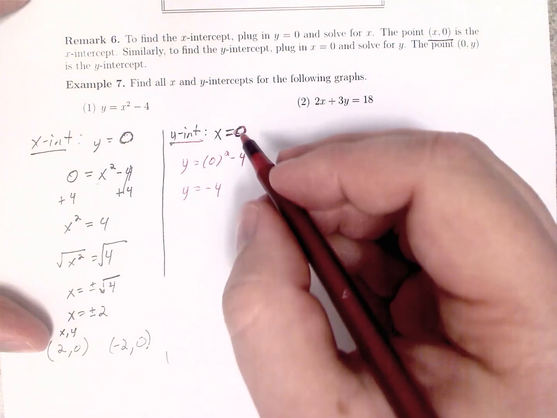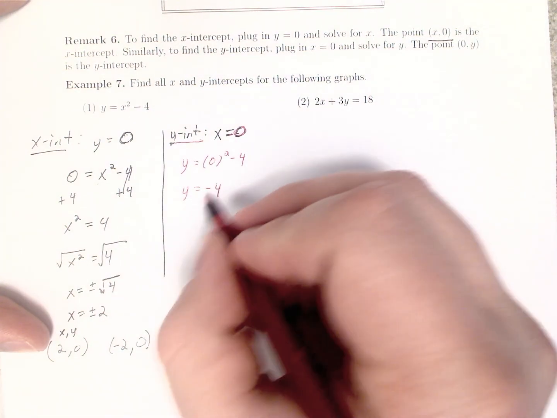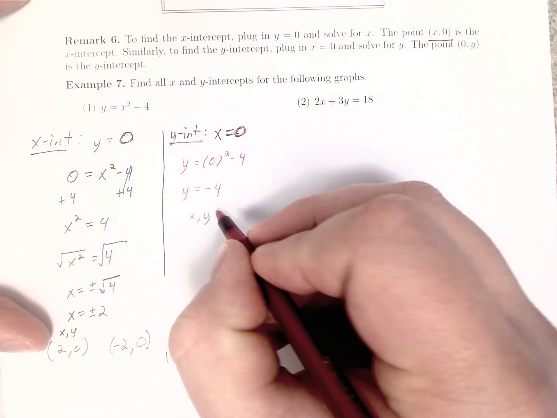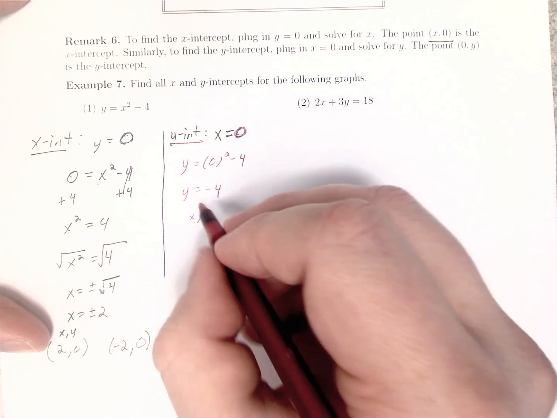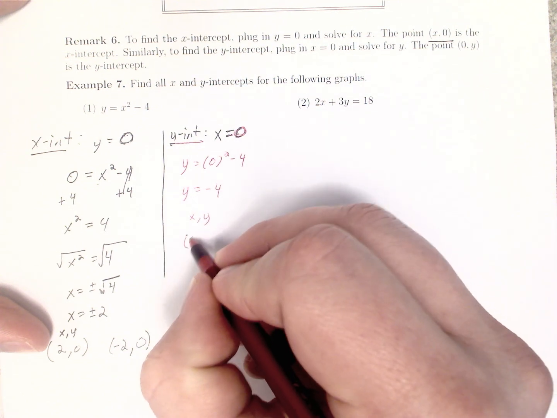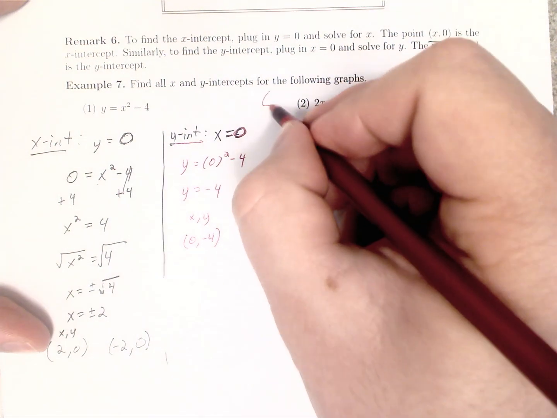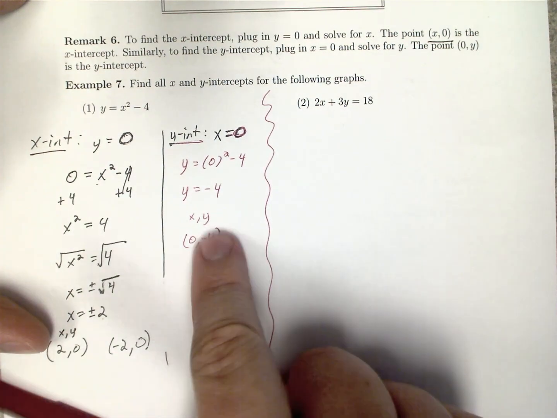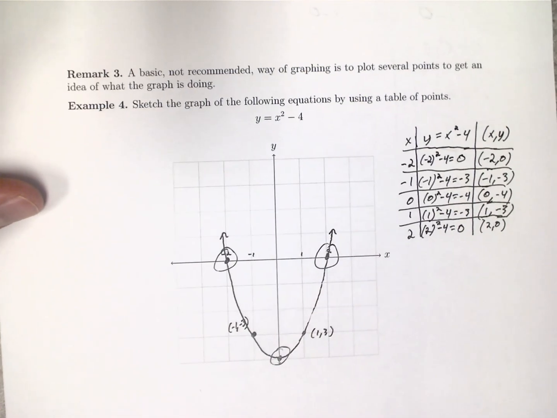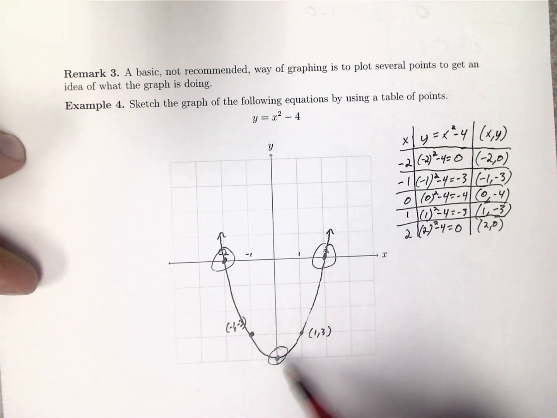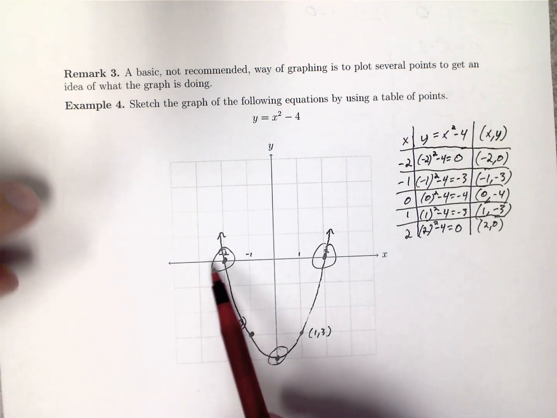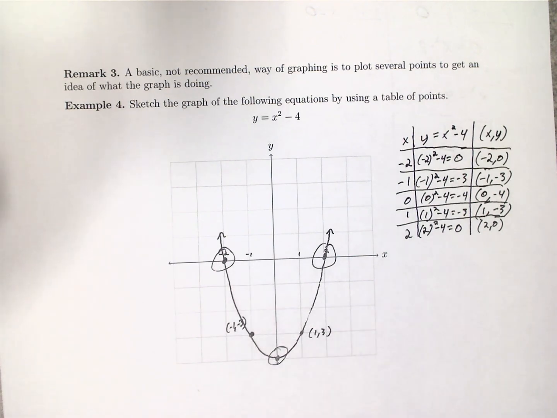Again, write this as a point because it's an intercept. So again, it's always x then y. So in this case, x is 0 and y is negative 4. And we have the 3 intercepts that we saw on the previous page. 1, 2, 3. (0, -4), (-2, 0), and then (2, 0). All right.